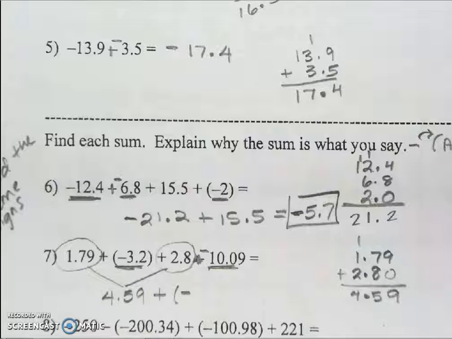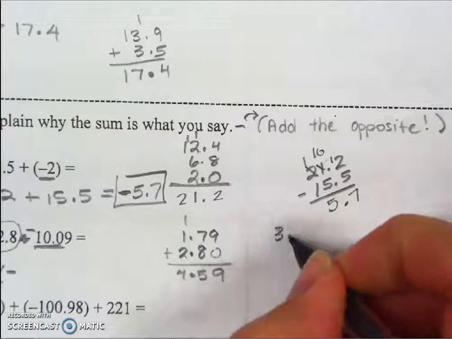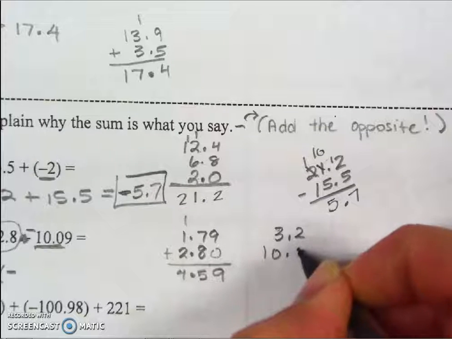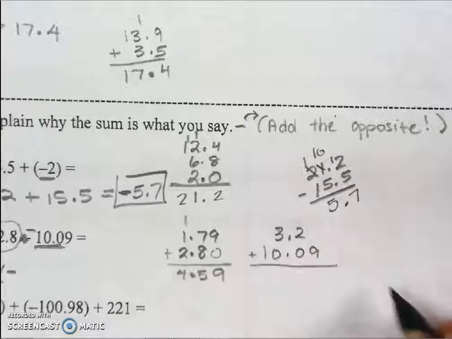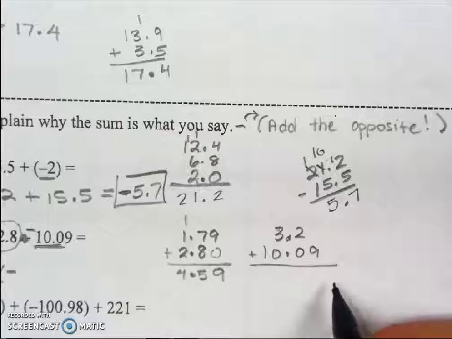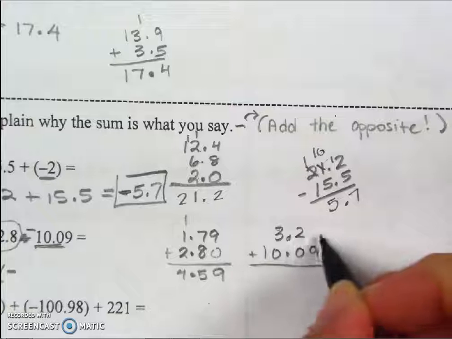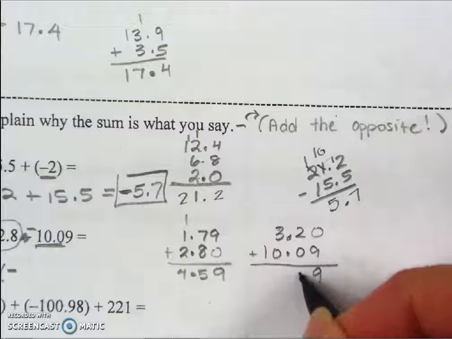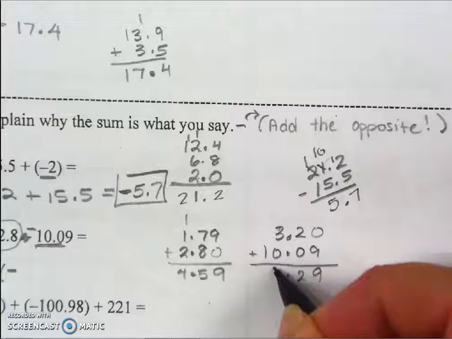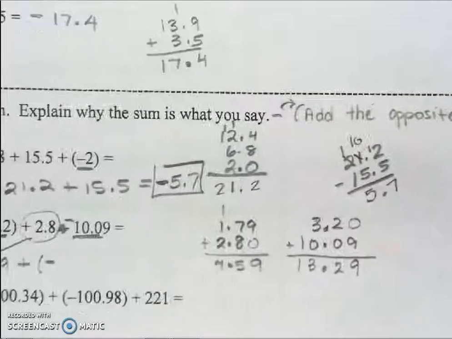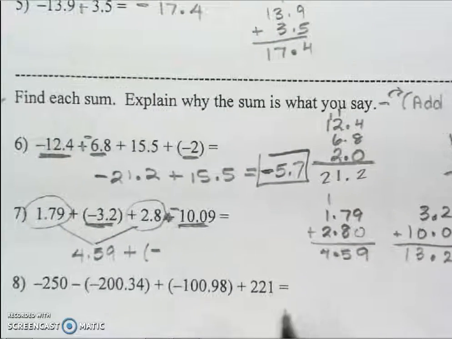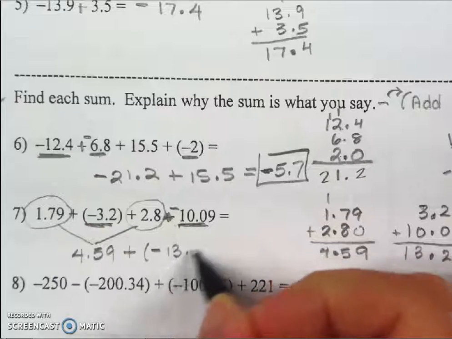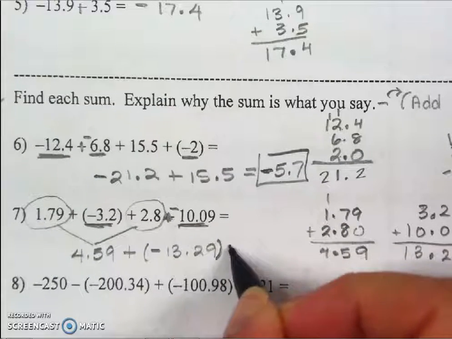Plus, I do have some negatives. So I'm going to leave that space for it. And let's collect our negatives now. I have 3.2 and 10.09. I'll just write them like that. Remember, we're most concerned with lining up the decimals here. So I did that, and now I'll fill in a 0 at the end to make it all line up nice. 9 and 0 is 9, 2 and 0 is 2, bring down the decimal, 3 and 0 is 3, 1 and 0 is 1. And so that tells me I have negative 13.29. And now I'm ready to do my final operation.